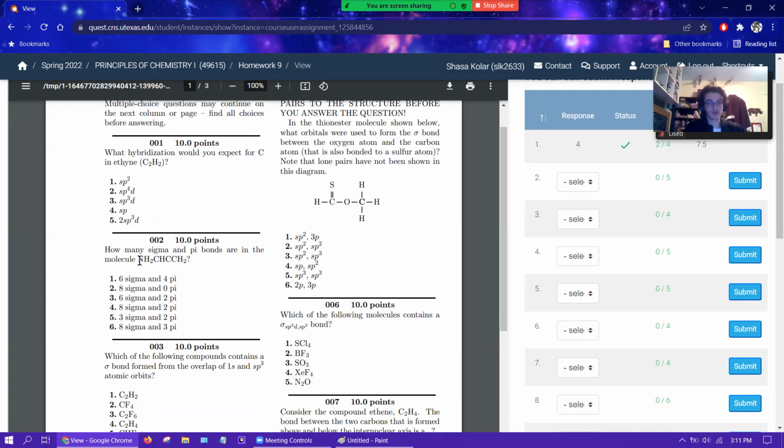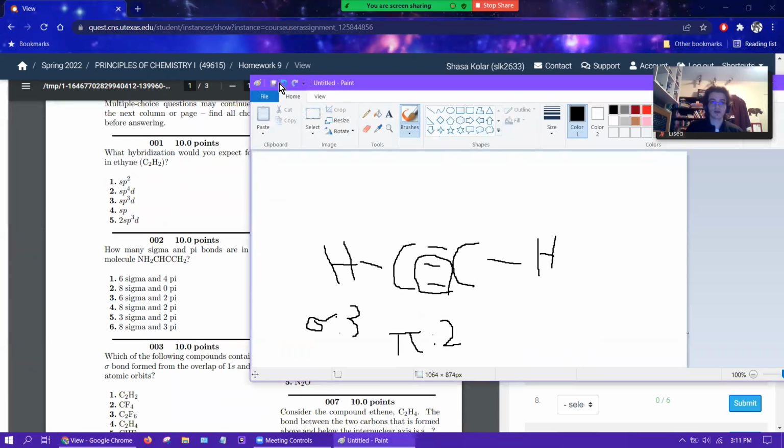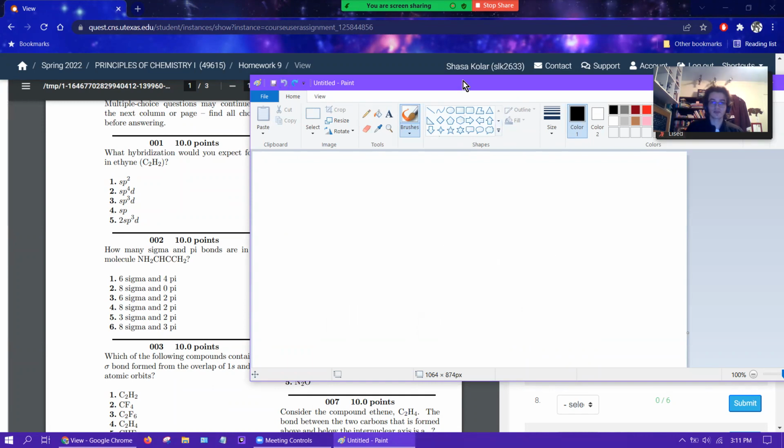Number 2 does look a little bit scary. I did want to show how to do it. So I'll just get rid of all this. This looks scary, but it's actually pretty easy to do.